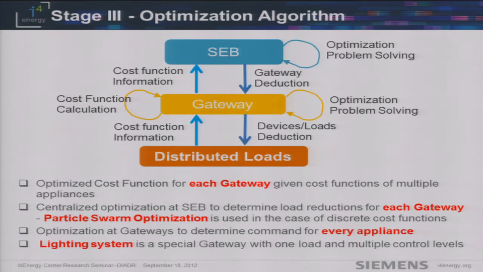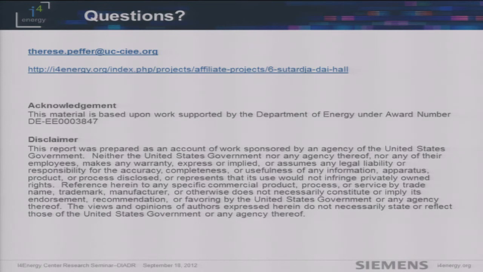And then the agent would do his optimization to decide which of the appliances he would like to turn off. So that's about it. Is there any question for me or Prasad?